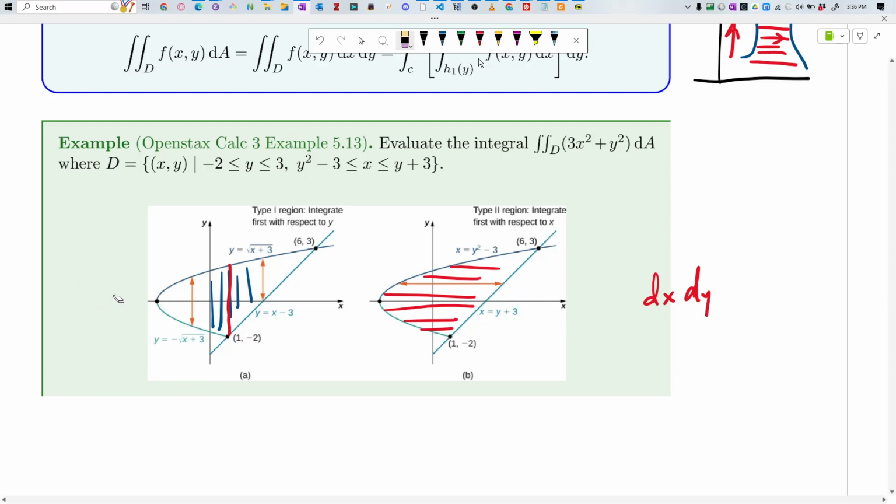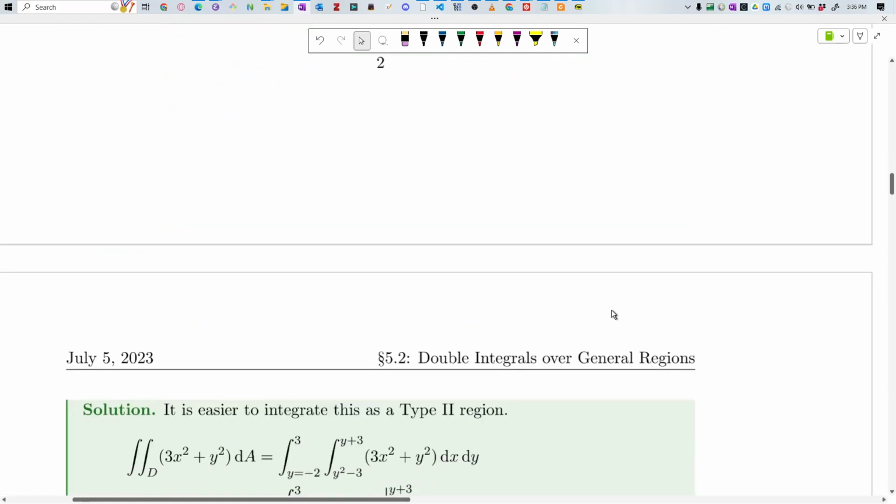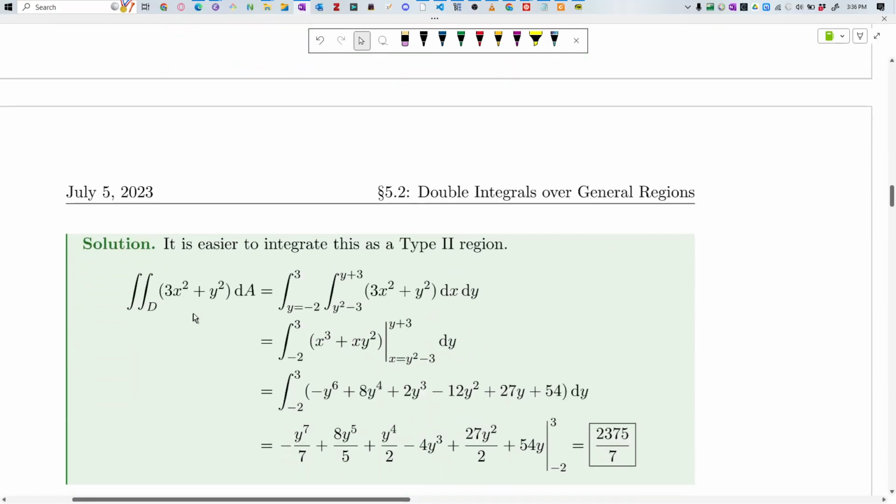Okay, dy dx. Right, yeah, here dx means that we sweep along the line, and then dy means we sweep the line along the region. And so the whole region gets swept over if we iterate in this order. And now let's look at what that computation becomes.